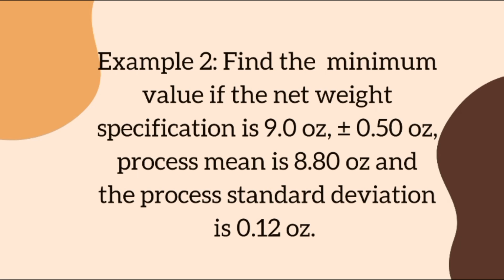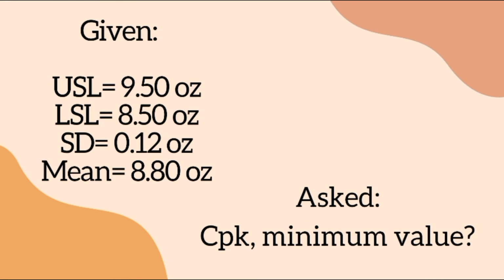Example number 2. Find the minimum value of CPK if the net weight specification is 9 ounces plus or minus 0.50 ounce, the process mean is 8.80 ounces, and the process standard deviation is 0.12 ounce. First, identify all the given. Our USL, or upper specification limit, is 9.50. Our LSL, or lower specification limit, is 8.50. Our standard deviation is 0.12 and the mean is 8.80.